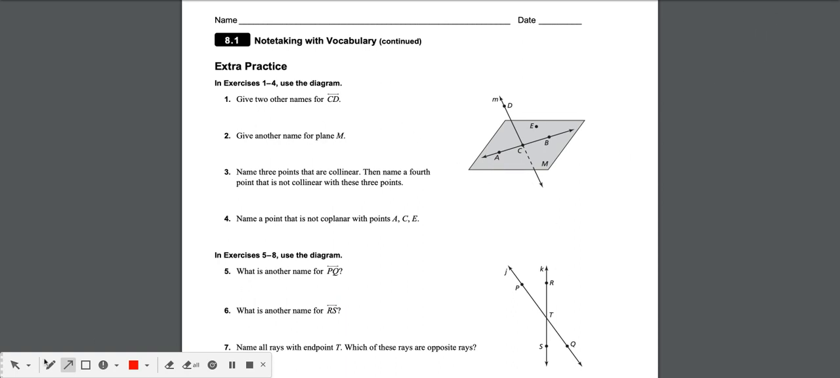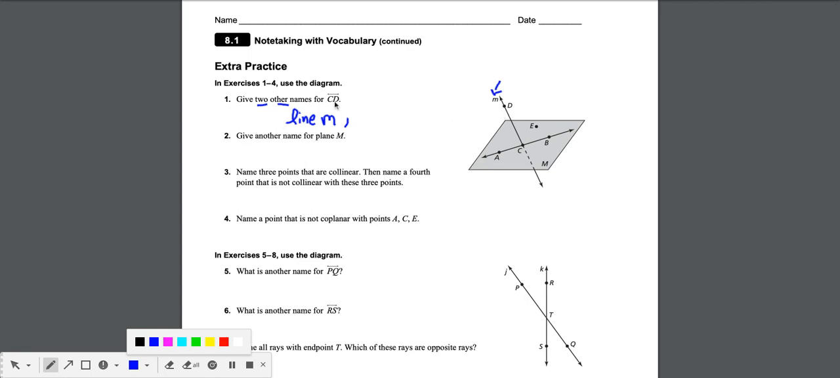All right, so go ahead and just take a look real quick at number 1. It says give 2 other names for CD. That's line CD. And line CD is going through this plane right here. But you notice this little letter right here. This has an M on it, and that M belongs to that line. So one way we can write this is we can write line M. That's one way we can actually write a line for it.